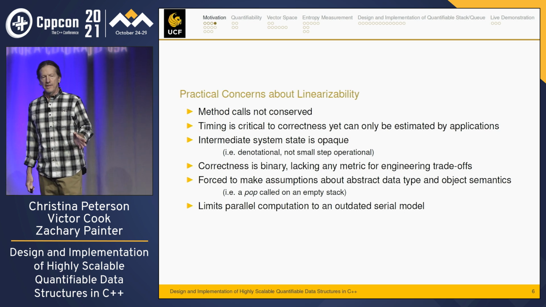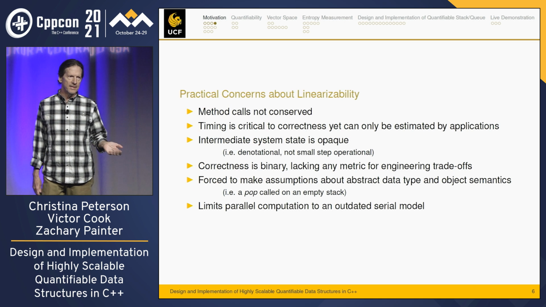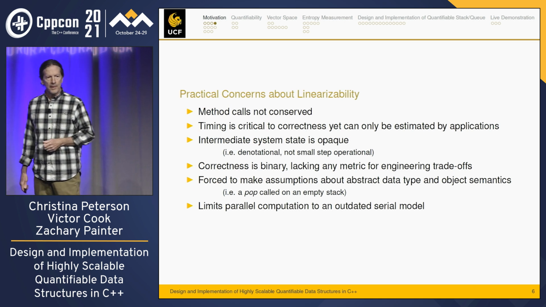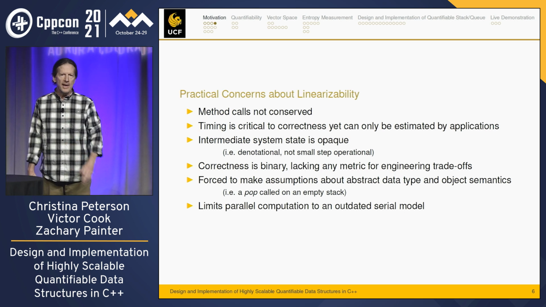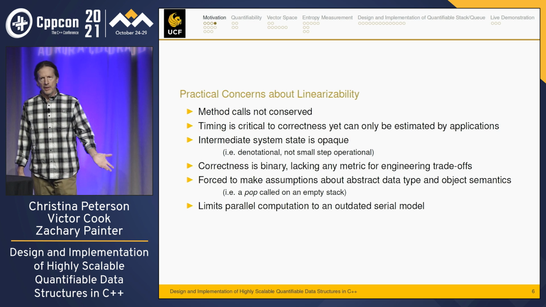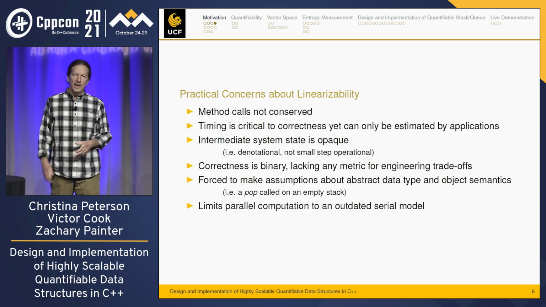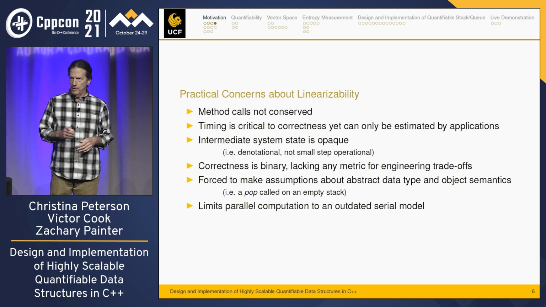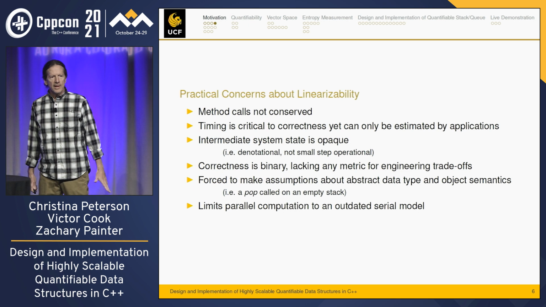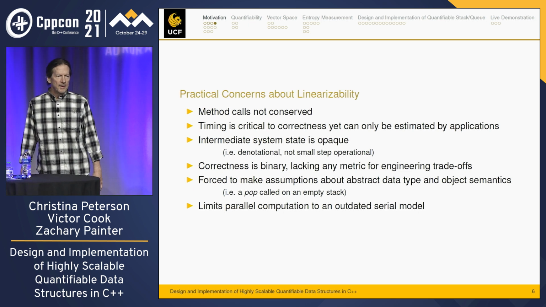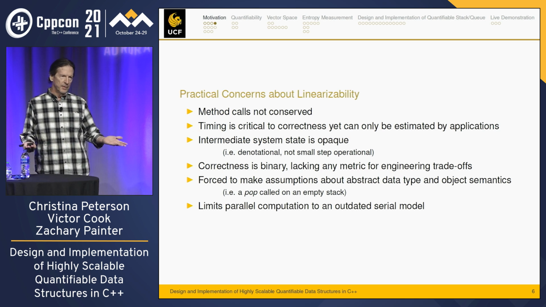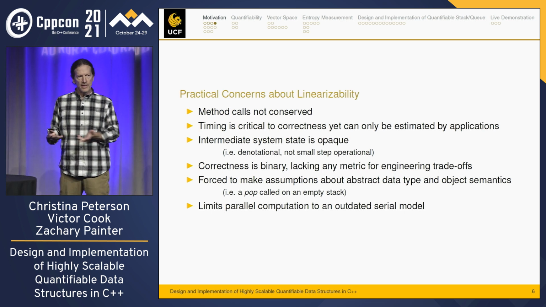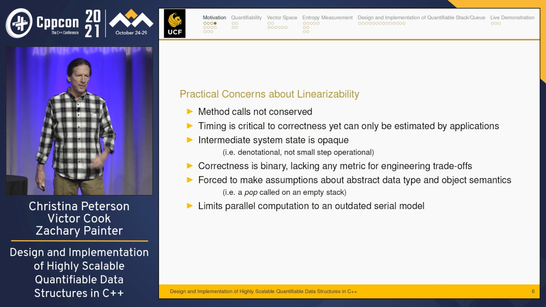Timing is critical to correctness, as we'll see, but it can only be estimated by applications. Applications don't control the OS. They don't really have control over the timing in most cases. The intermediate state, that's what's happening inside the restaurant, is opaque. And in computer science terms, it's denotational, looking at the result, rather than small step operational where you can track each step. The correctness is binary. This is a big problem because there's no metric for engineering trade-offs. You can't tell whether one algorithm is better than another if they're both correct, or the same if they're both slightly incorrect or very incorrect. That's hard to tell too.